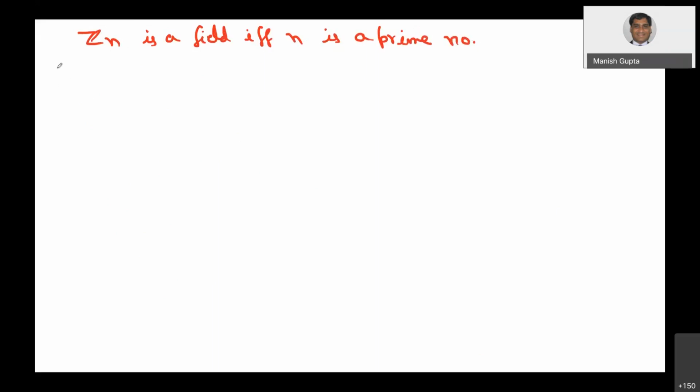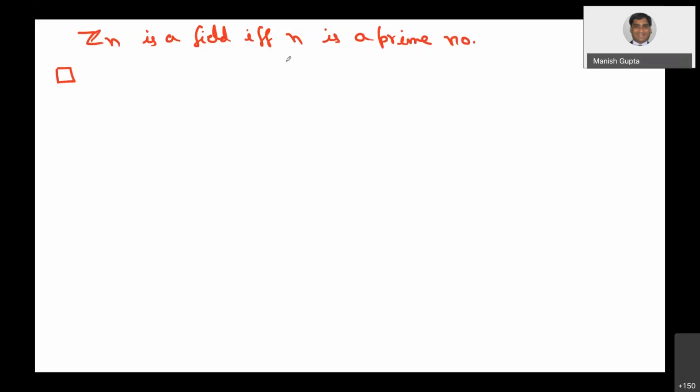Okay, so let me start a proof. There are two parts in the proof. First, I will assume that n is a prime number and I will show that Zn is a field. Second, I should assume that Zn is a field, and that will imply n is a prime number.